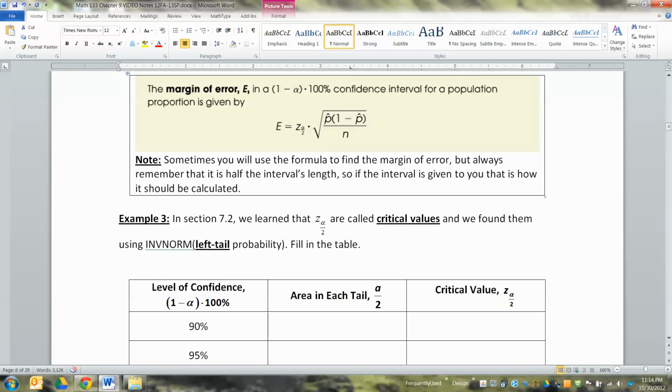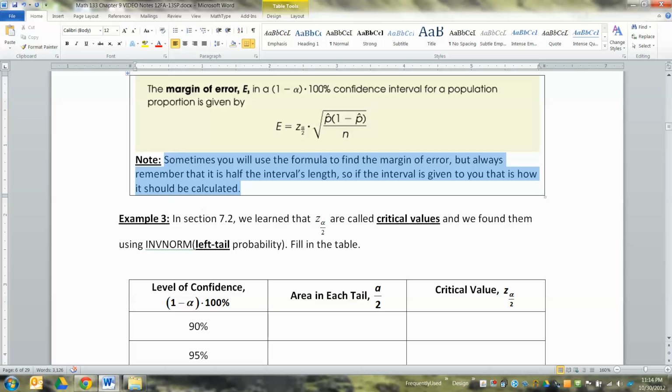Now, if you're going to use this formula, you're going to need to know how to find the z alpha over 2. So we've got to do that. And by the way, that comment I just made about how sometimes you use the formula and sometimes you just take a subtraction, that's what this little note is right here.